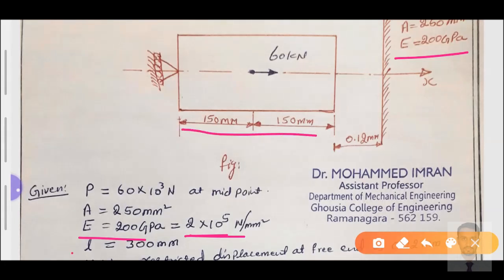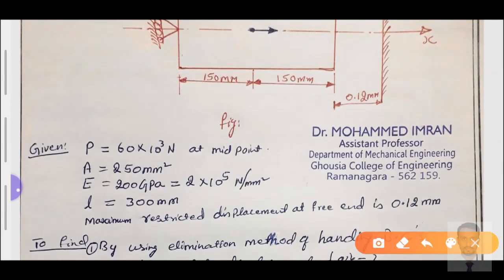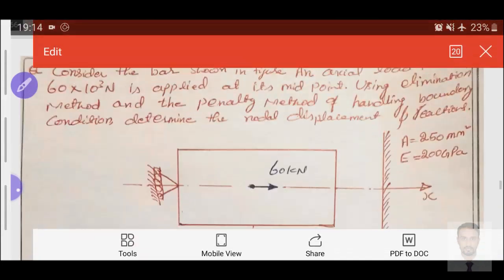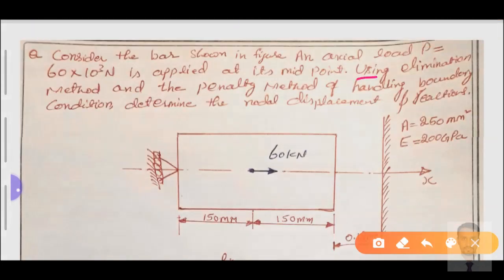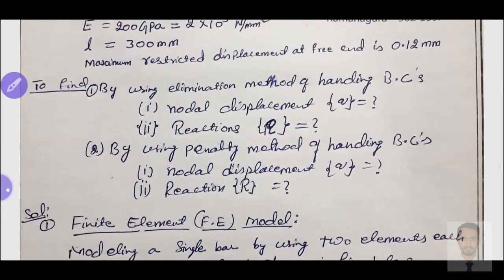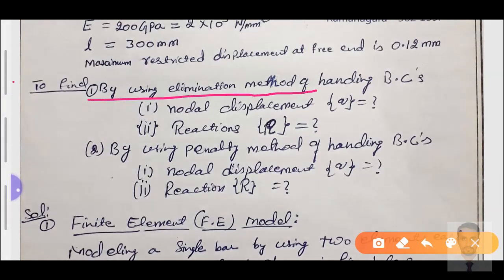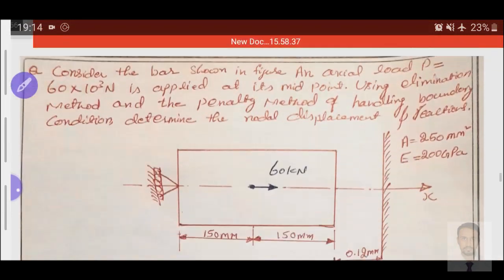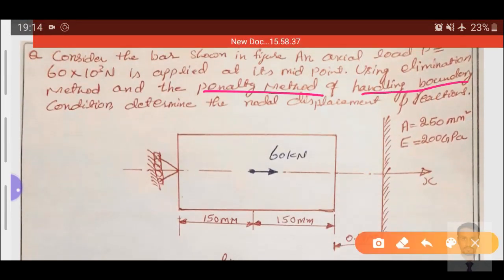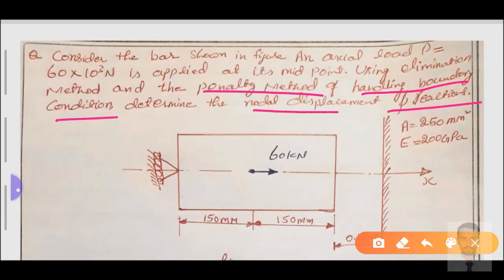Then the length of the element is given as 300 mm, 150 plus 150 total length, and a maximum restricted displacement at the free end is given as 0.12 mm. Then what is asked is to find, by using the elimination method handling boundary conditions, the nodal displacement Q equals question mark and reaction force equals question mark. Similarly, using the penalty method handling boundary conditions, determine the nodal displacement and reaction force.